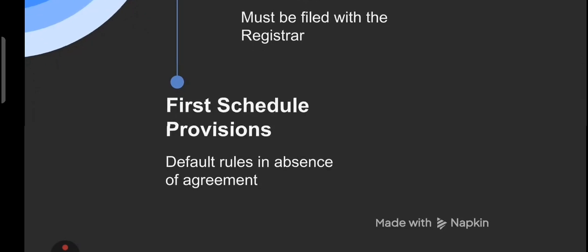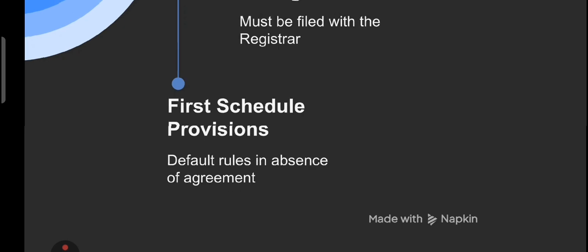And then we have the first schedule provision. If there is no LLP agreement, don't worry. The law provides a default rule. These are called first schedule provisions, which ensure that the LLP still works smoothly.